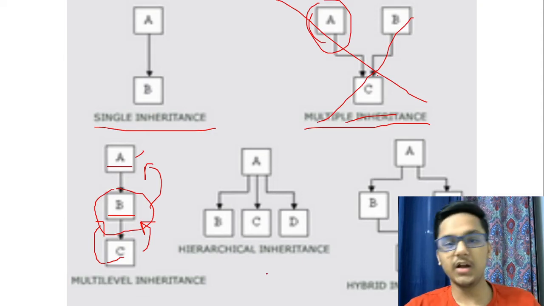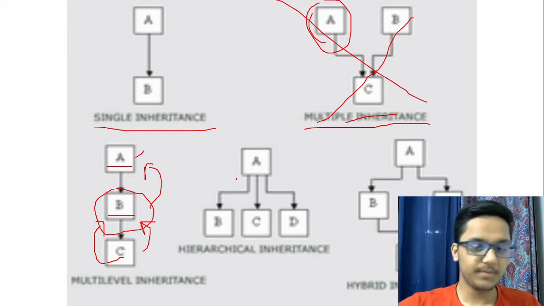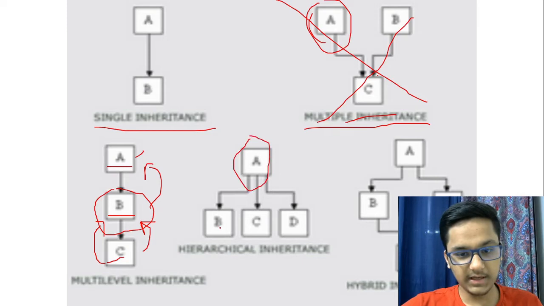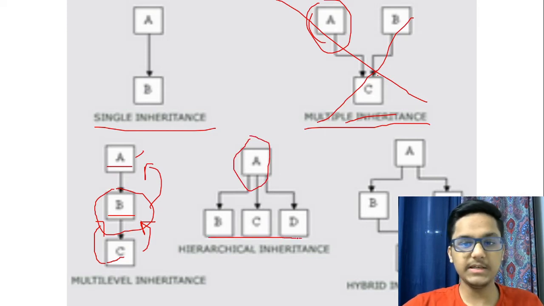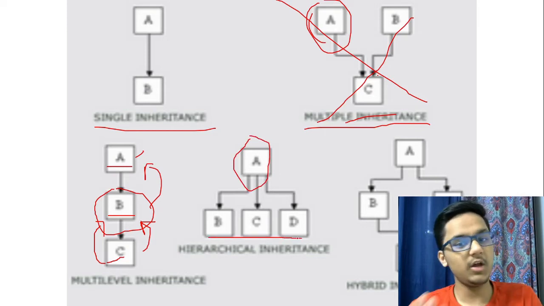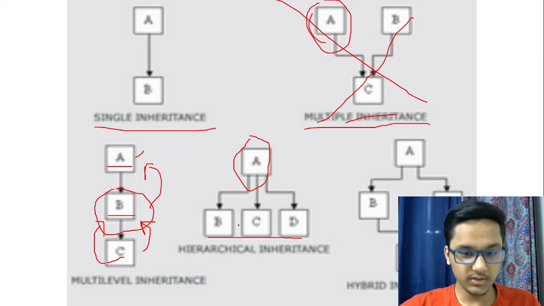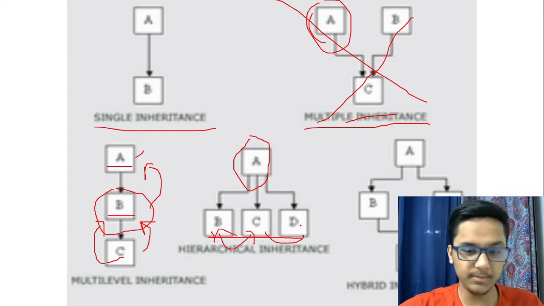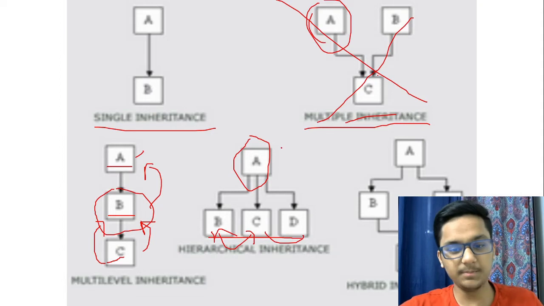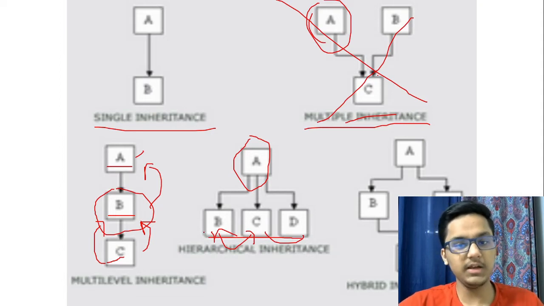Then we have hierarchical inheritance, when one parent has multiple children. You can see there's one parent A and all these other subclasses B, C and D are all inheriting all the properties of class A separately. An important point to note here is that B and C don't share any properties among themselves. Same applies for C and D, and B and D. These three are separate, but all three have one thing in common: they all share the properties and attributes of class A.